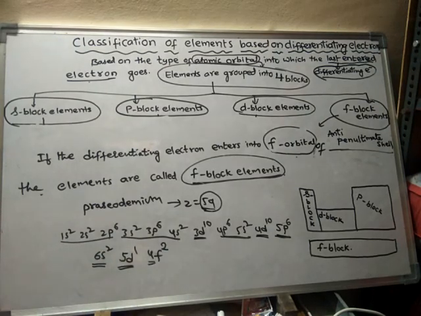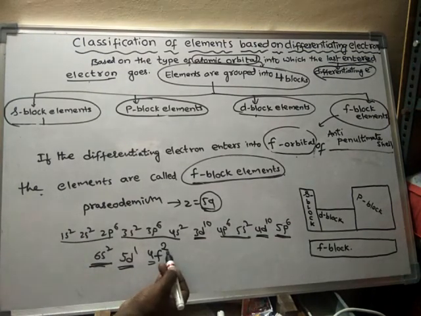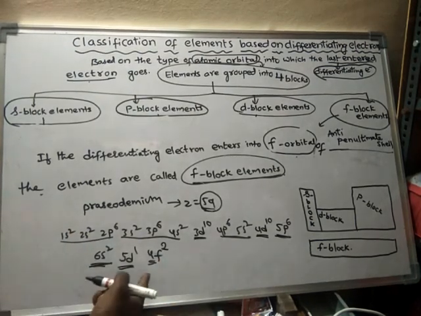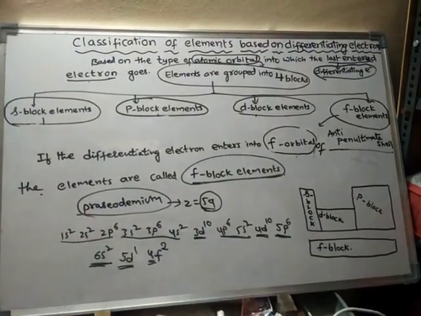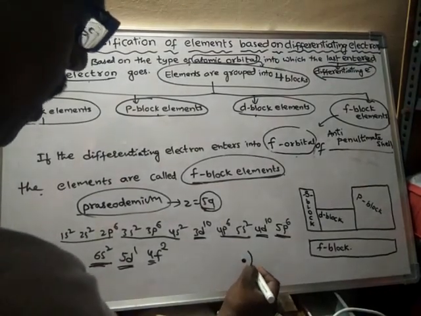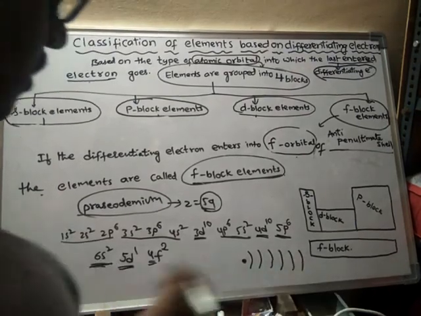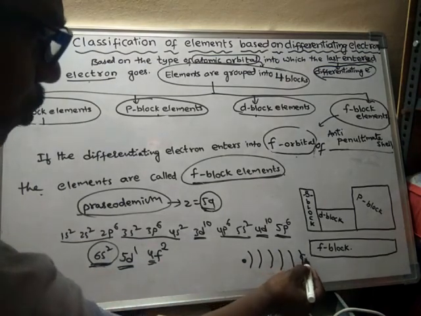That means the f orbital of the fourth orbit. But altogether how many orbits are there? Six orbits are there, and the last entered electron is into the fourth orbit only, not into the sixth orbit. So in praseodymium, altogether 6 orbits are there: 1, 2, 3, 4, 5, 6. In the sixth orbit, s orbital, 6s2.